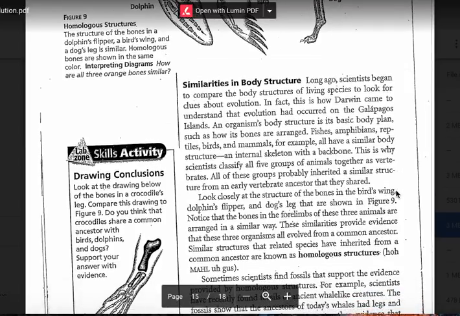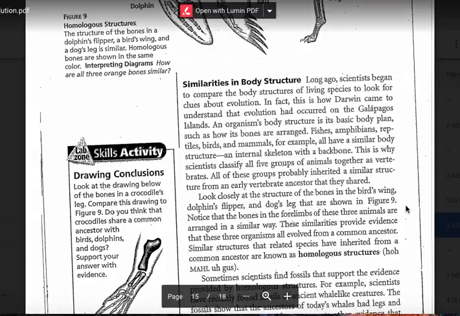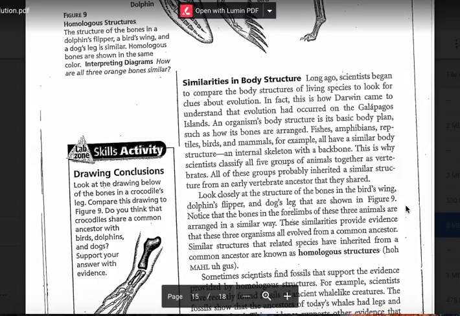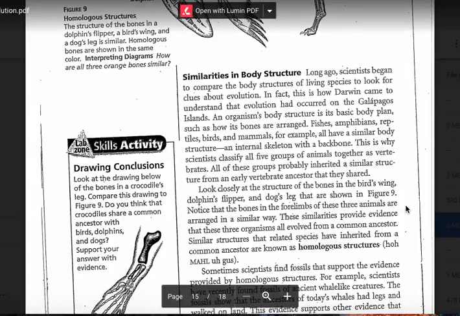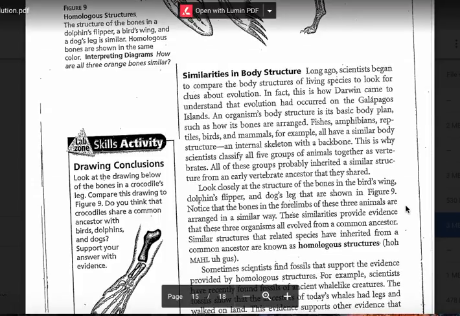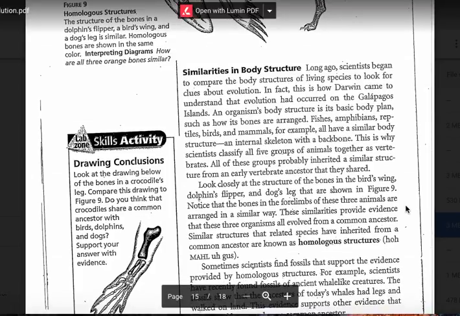Look closely at the structure of the bones in the bird's wing, dolphin's flipper, and dog's leg that are shown in Figure 9. Notice that the bones in the forelimbs of these 3 animals are arranged in a similar way. These similarities provide evidence that these three organisms all evolved from a common ancestor. Similar structures that related species have inherited from a common ancestor are known as homologous structures. Similar structures that species inherited from a common ancestor.